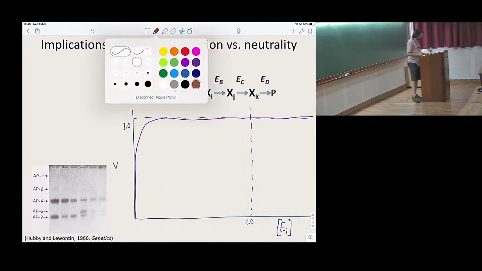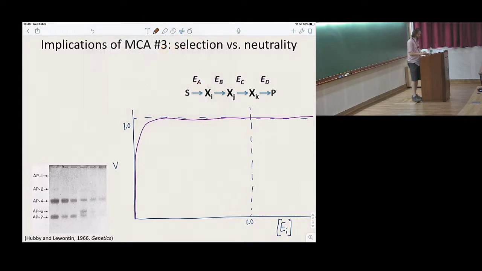So Hubby and Lewontin, 1966, perhaps some of you in this room even might know what that paper has to do with anything. This was actually one of the very first views at a molecular level at variation within populations. And so these were different flies, and these were individuals. And what in the world am I looking at here? You can tell that's a gel. Hopefully you can tell that's a gel.